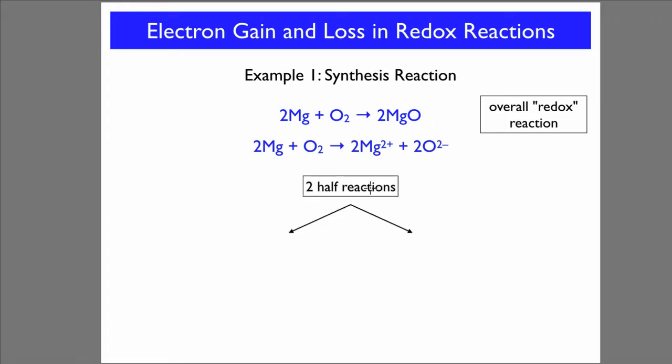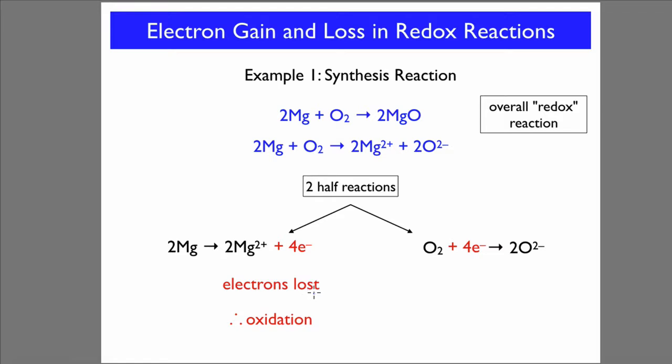And then to do the two half reactions, we can look at what's happening to the magnesium. You can see magnesium, the metal, is giving the ion, and the oxygen is giving the ion. So you've got a molecule of oxygen giving two oxide ions. Magnesium is giving up electrons and oxygen is taking in electrons. So electrons are lost: we know now that loss of electrons is oxidation, and electrons gained is reduction.